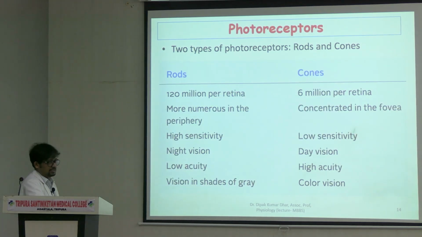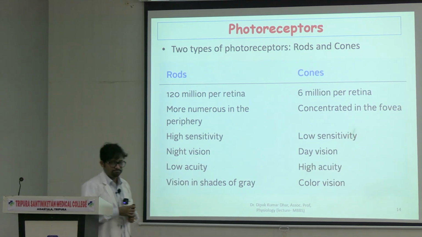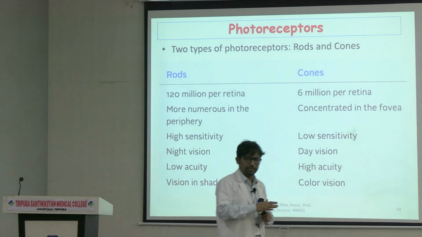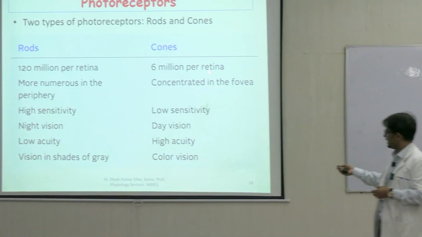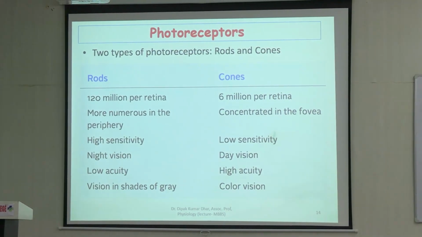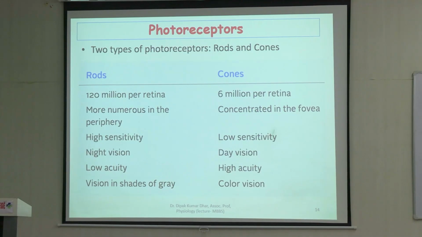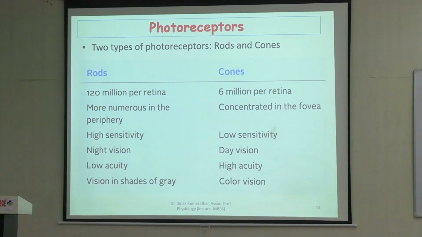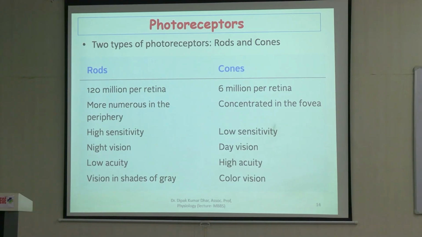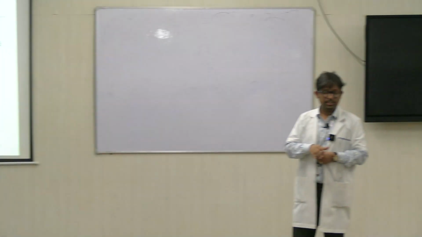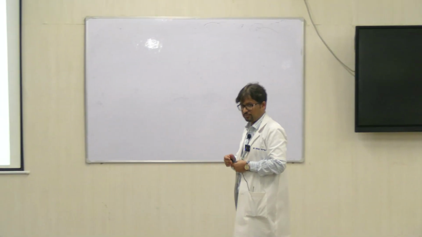Let me discuss the differences first. So structurally these are some of the differences. If you see the number, rods are more in number, almost 20 times more, 120 million per retina, and cones are 6 million per retina. So definitely rods are many times more in number. Distribution of rods is more in the peripheral parts of the retina. The central part of the retina has cones.